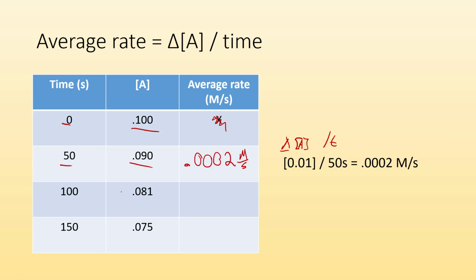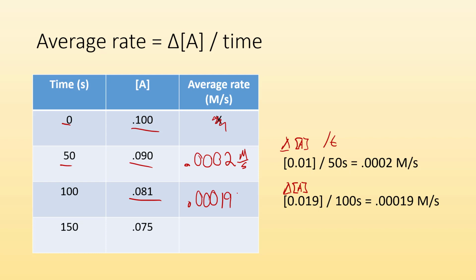Now, if we take a look at 100 seconds, the concentration continues to drop. So if we want the average rate for the first 100 seconds, you do the same process. You go, what is my change in my concentration? Which is 0.019 molar. Divide by the 100 seconds, and you get the average reaction rate over that period of time.